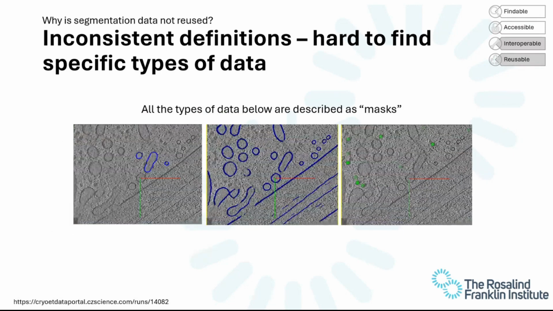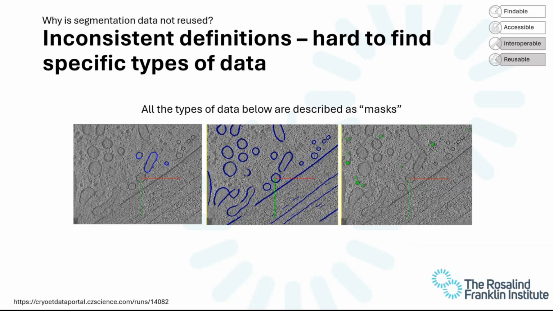And speaking of consistency, the third main reason we found for why data might not be reused is because we are quite inconsistent with our definitions. It's really hard to find the specific type of data we're looking for. An example here is that all three images on this slide were described as masks in the database that we looked at. And they were all generated in very different ways.